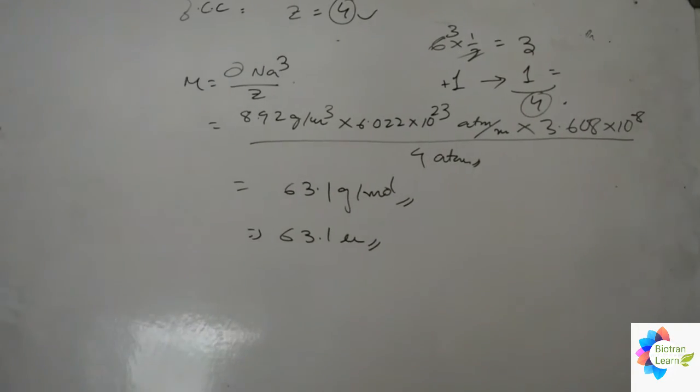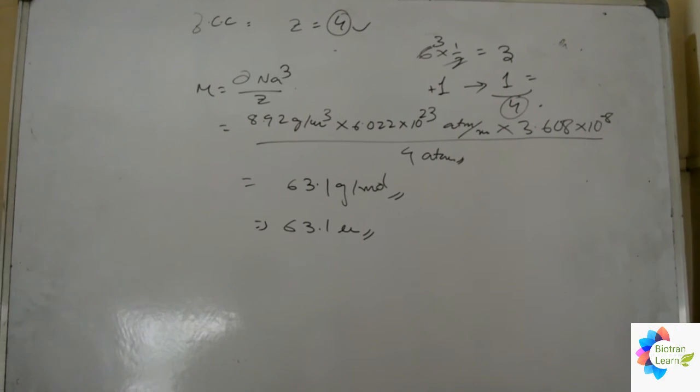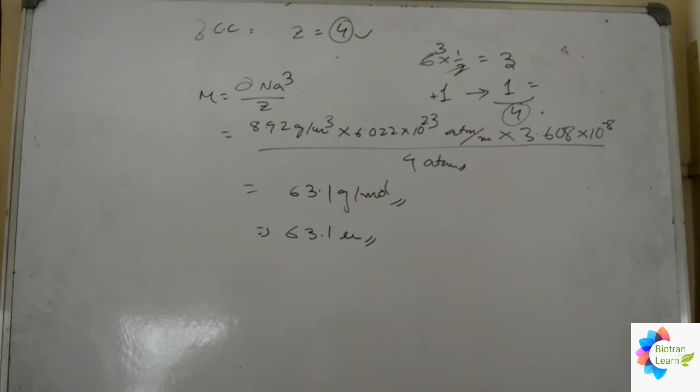Okay, so in this particular section it is told that in an FCC structure we have a cell edge of 3.608 into 10 to the power minus 8, and 8.92 gram per cm cube is the density, and the Avogadro number is 6.022 into 10 to the power 23. That's why the molar mass is calculated as 63.1 gram per mole. Okay.